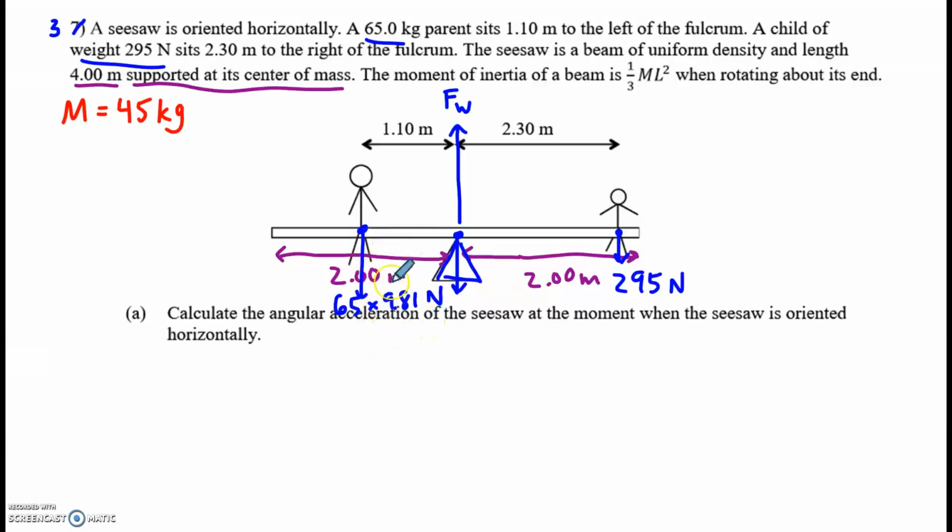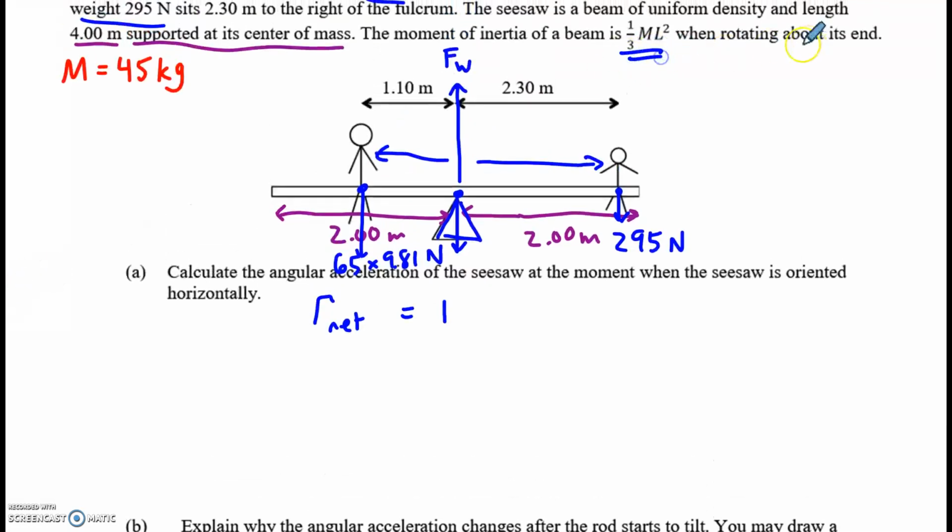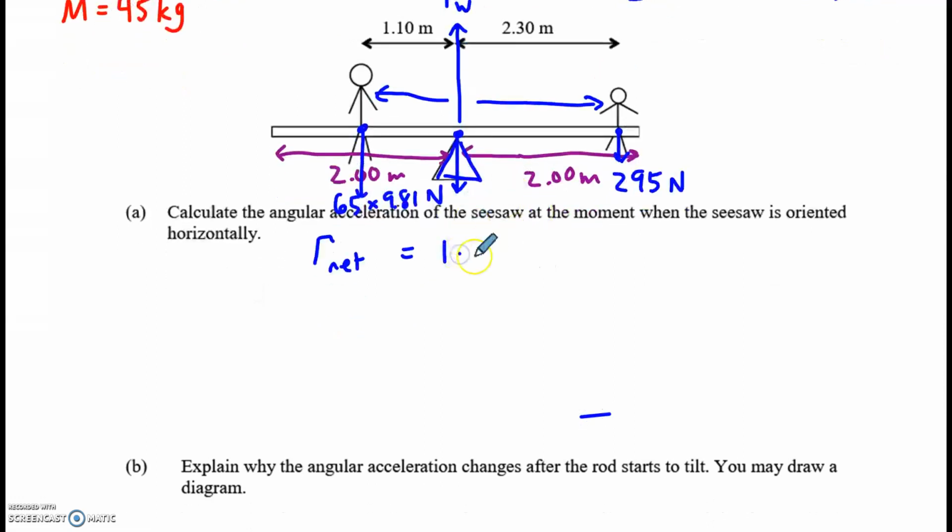So we have forces, and moreover, we know how far those forces act from the pivot. Force times r, that's torque. We can find net torque. We can find moment of inertia, because they tell us the formula when it's rotating about its end. We're going to have to think about that. So we know moment of inertia. And from Newton's second law, we can find the acceleration. So we have to consider the fact that the parent produces a counterclockwise torque, or anti-clockwise, and so that's positive torque. The kid produces negative torque.